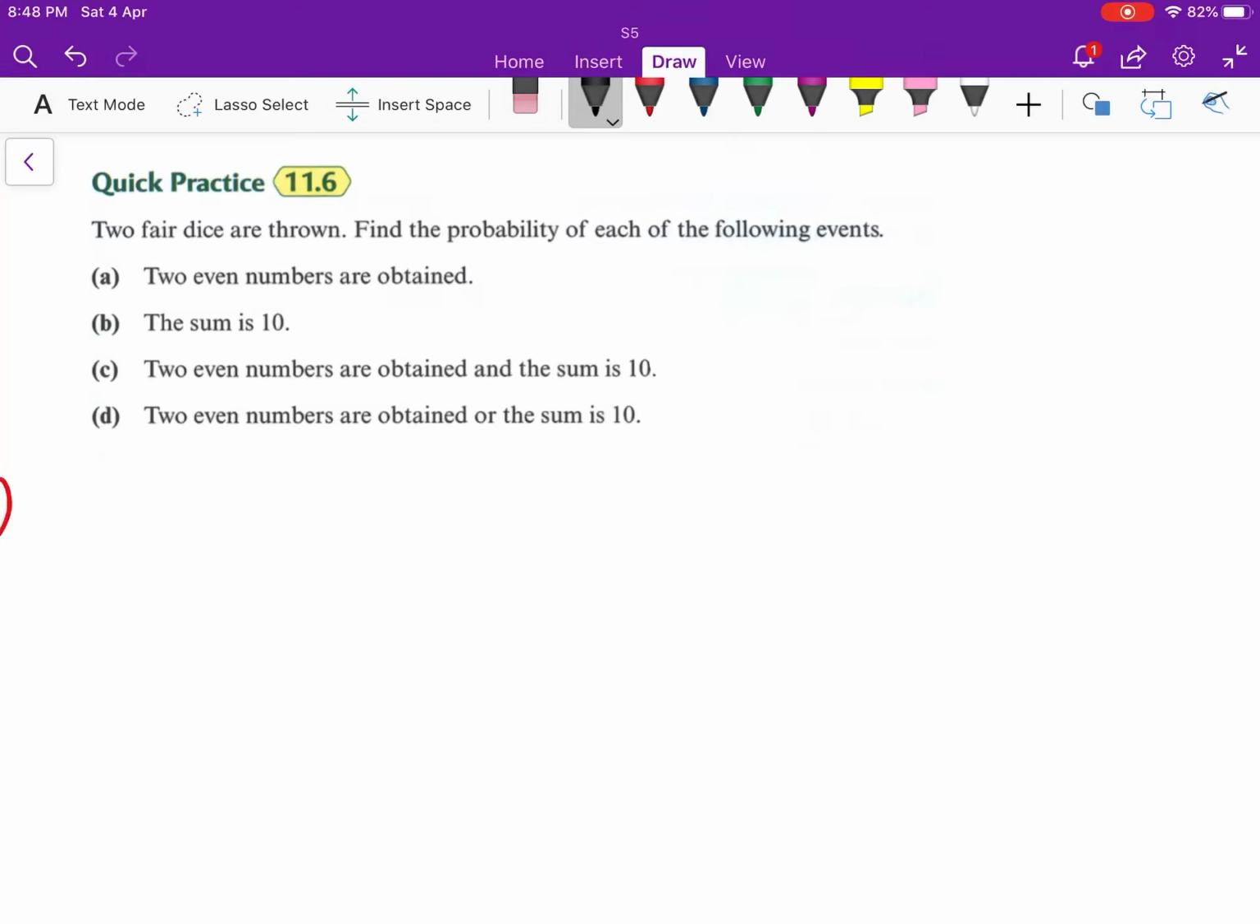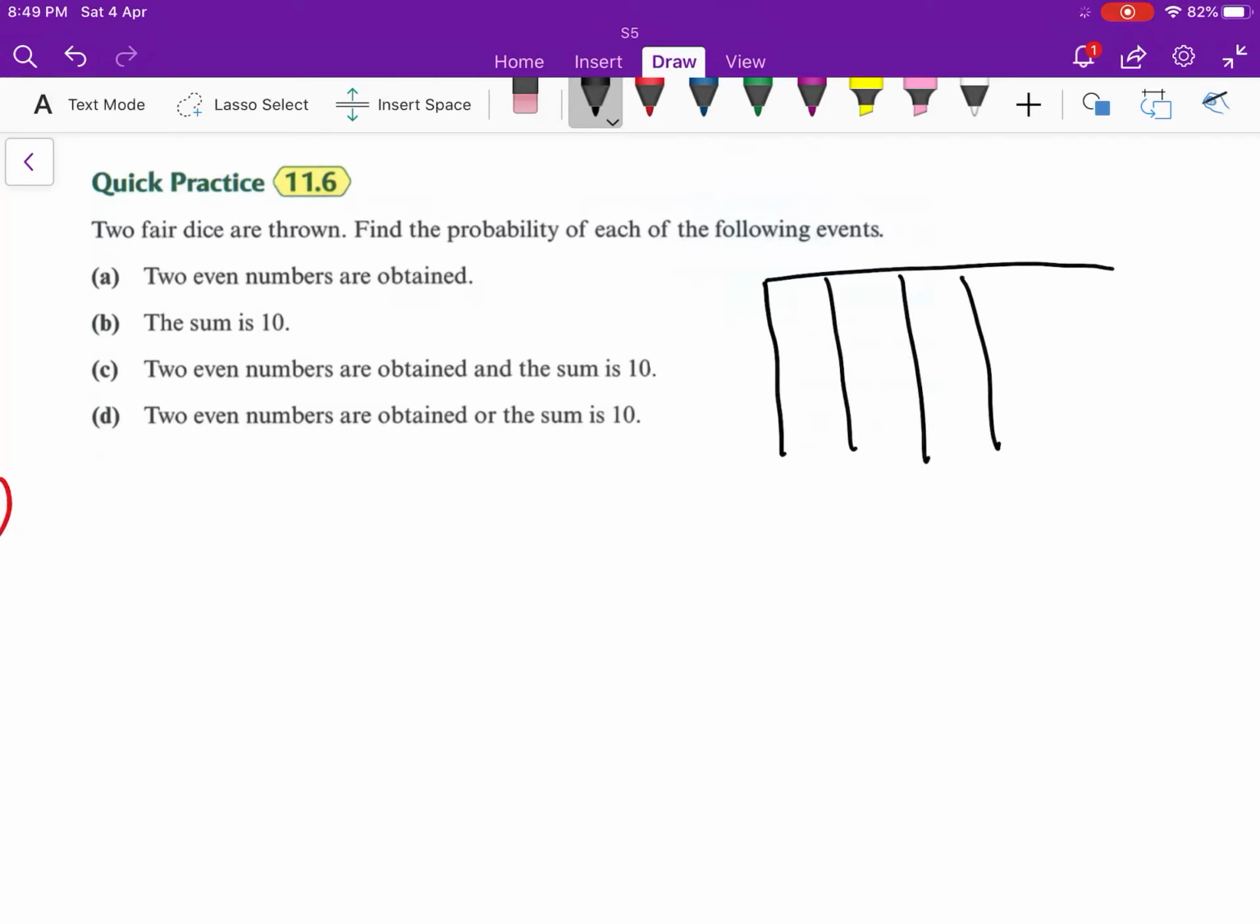Two fair dice are thrown. Find the probability of each of the following events. They want to find two even numbers are obtained. So now the problem is, how can I find out? If you are not good at this, I would suggest using a table. Why not draw a table first?